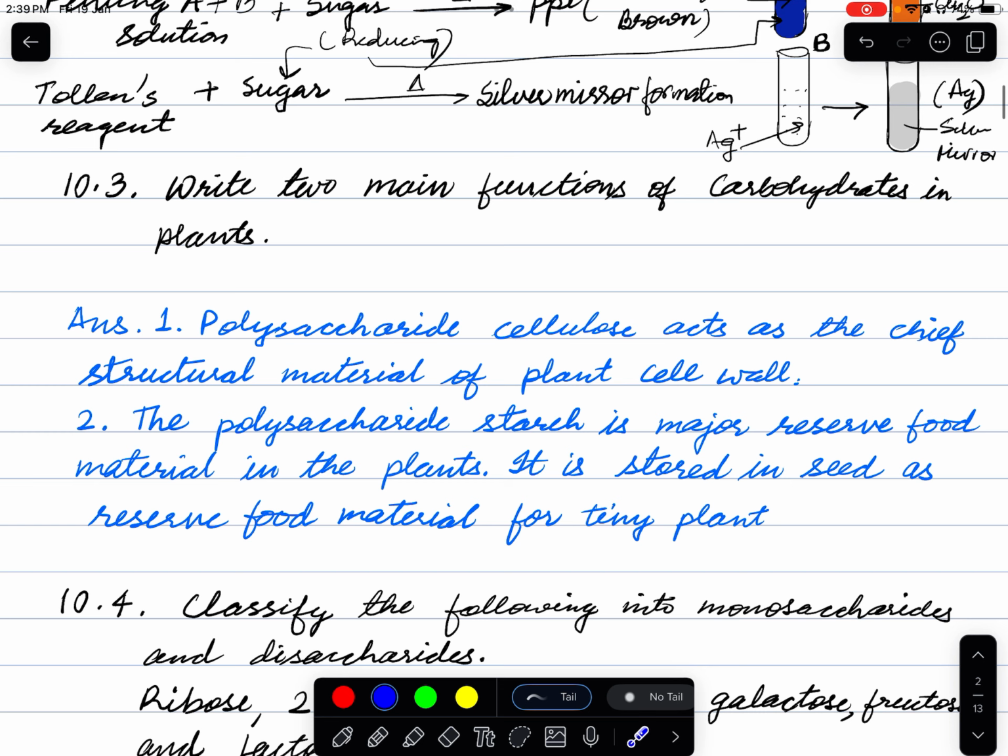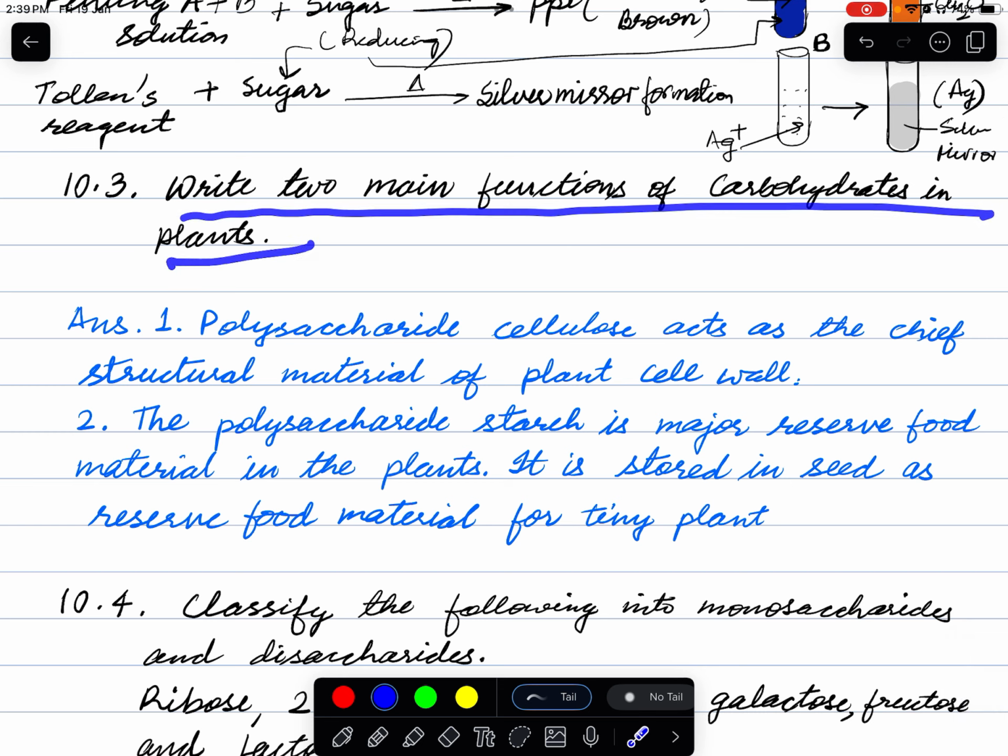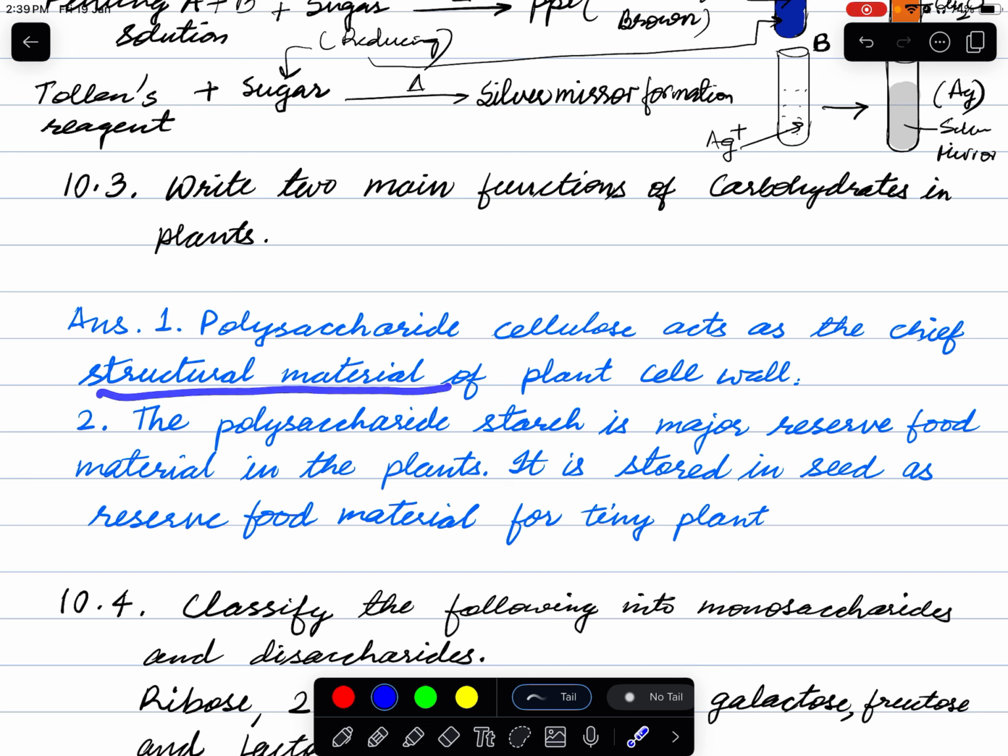Next question. Write two main functions of carbohydrates in plants. In plants, carbohydrates play two roles. First role is as a structural material, and the second role is in the form of reserve food. Okay, that is food storage.